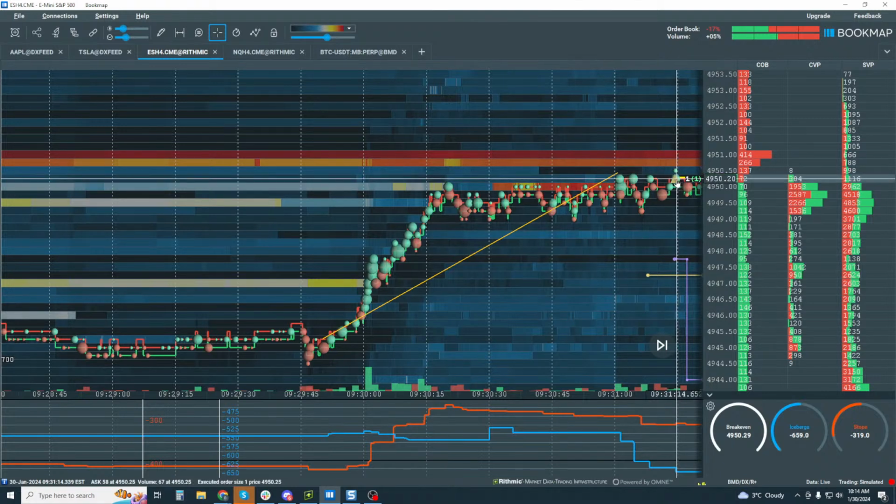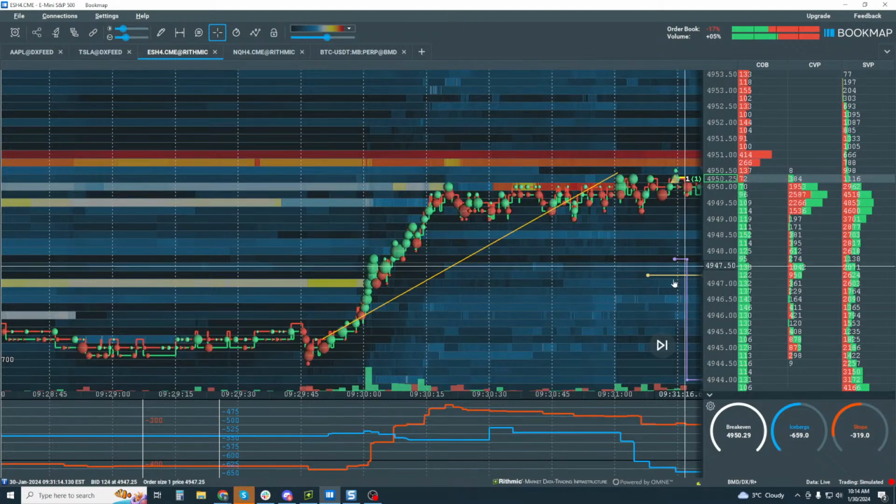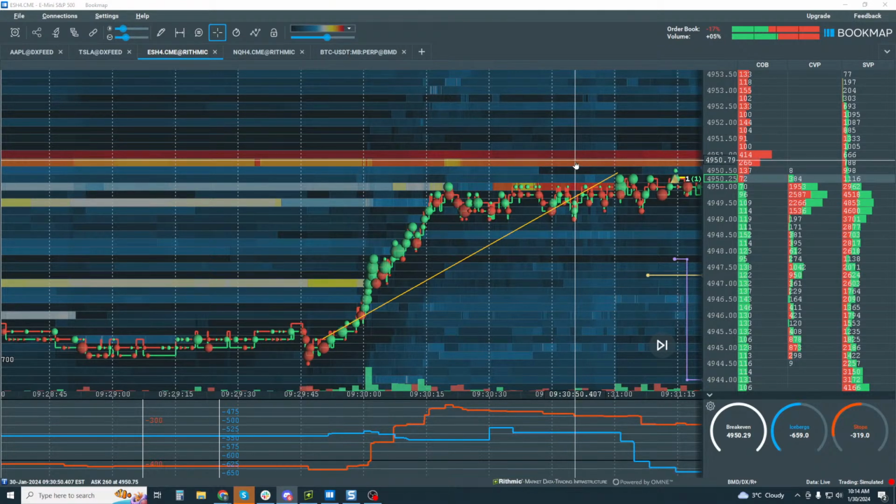So therefore I was willing to take the risk here, but I was not willing to put on a full position here. So I scaled into this, right? And then I'll ask you guys, where do you think I would scale? Where would I be interested in scaling?